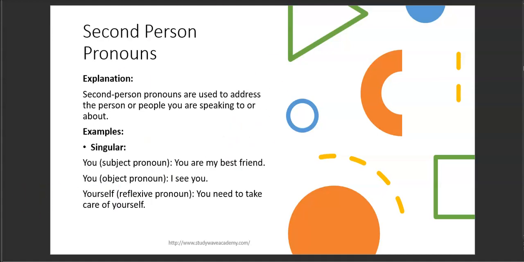Then next we'll look at the second person pronoun. The second person pronoun here is used to address the person or the people you're speaking to, or speaking about.